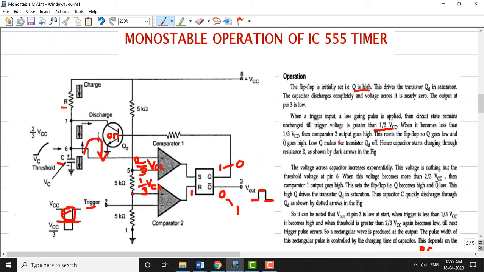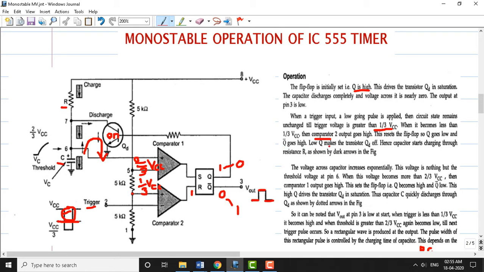So let us see the details of this. When it becomes less than 1 by 3 VCC, the comparator 2 goes to high. That's what we have seen here. Comparator 2 goes to high. This resets the flip-flop. So Q goes low here, and Q bar goes high. Q bar is high now here.